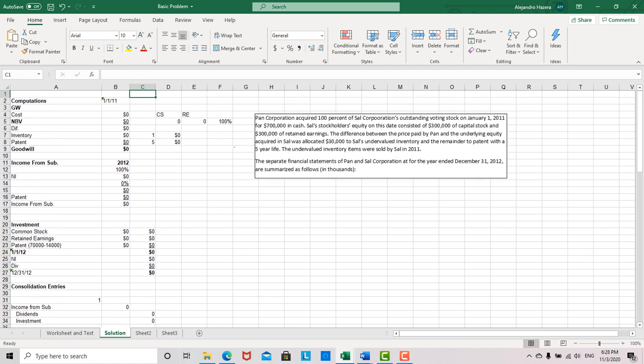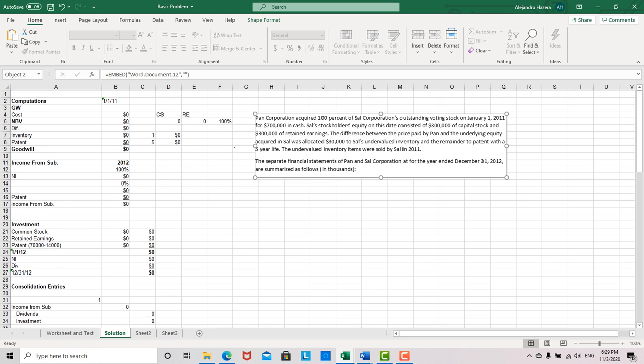So we come up here. Here's the text, the problem. Pan acquired 100% of Sal Corporation outstanding voting common stock on January 1, 2011 for $700,000 cash. Typical stuff. All cash, simple. The equity on January 1st, 2011 was $300,000 capital stock and $300,000 retained earnings.